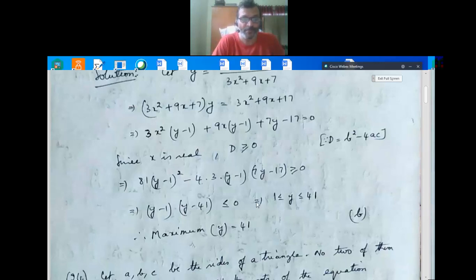When you simplify this by using the (a − b)² formula and everything, we get a quadratic equation in y. So simply factorize that. You know how to factorize either by formula method or adding, subtracting method, etc. So we get the values as y is in between 1 and 41 from this. So the maximum value of y equals 41.